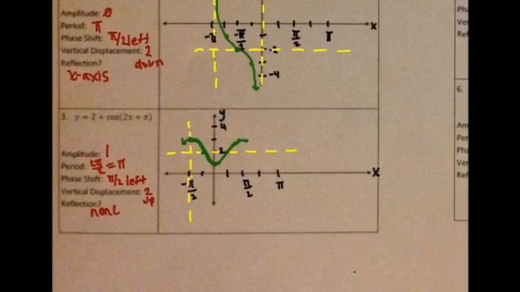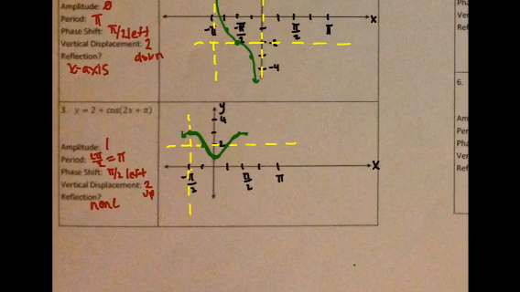Okay, for number 3, the amplitude is 1 because the a value is 1. The period is 2 pi over 2. You get the 2 from here, so that makes it pi. The phase shift, you set this equal to 0 and you solve for x, and you get negative pi over 2, which means pi over 2 to the left. Vertical displacement, this is a positive 2, so it goes 2 units up. And this one has no reflection over the x-axis or the y.